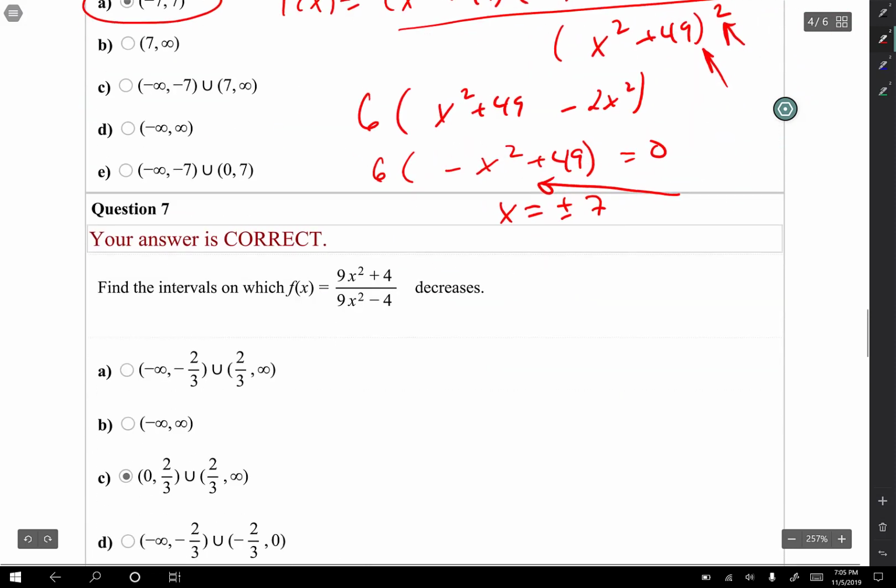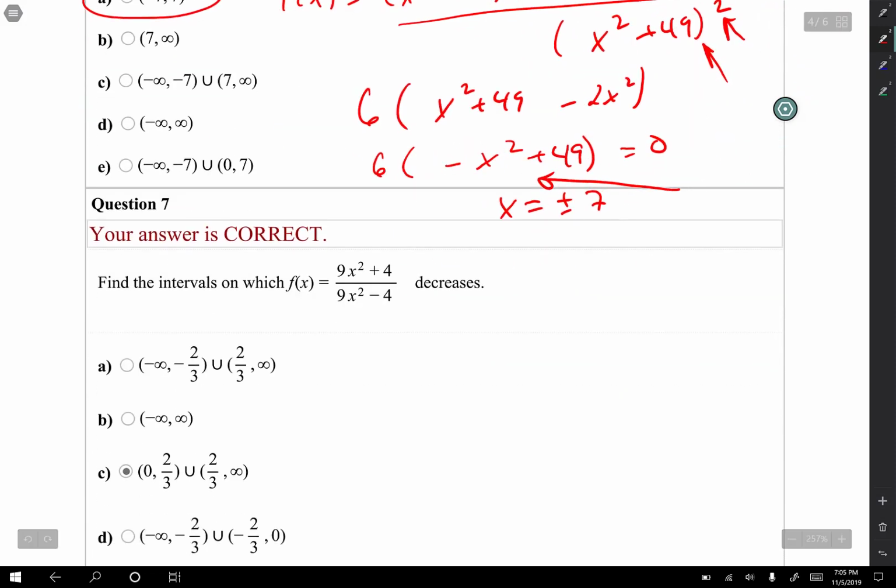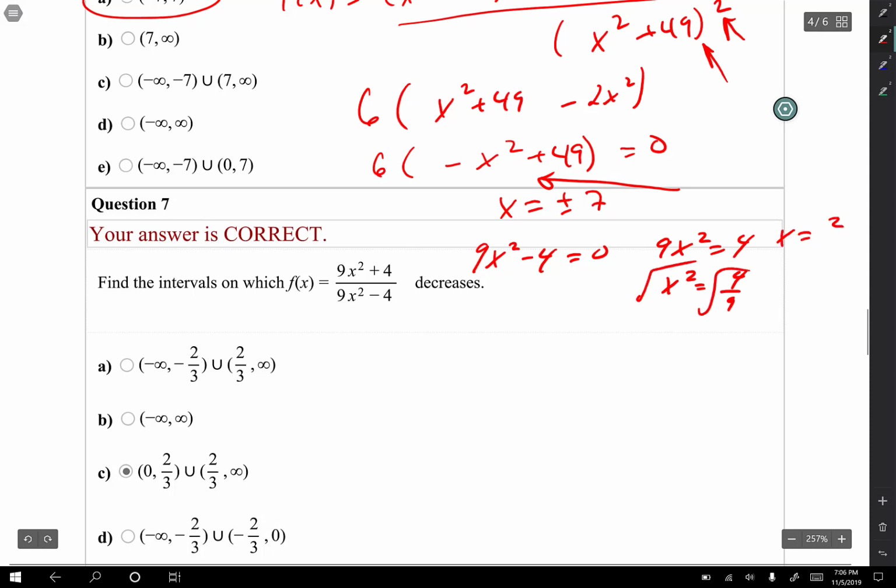All right, on this one, you do have vertical asymptotes, guys. So before you even start, realize you have vertical asymptotes. So 9x squared minus 4 equals 0. 9x squared equals 4. X squared equals 4/9. And then square root. X equals 2/3, plus minus. So these are VAs. Now that you know that those are vertical asymptotes, now I'm ready to take a derivative.